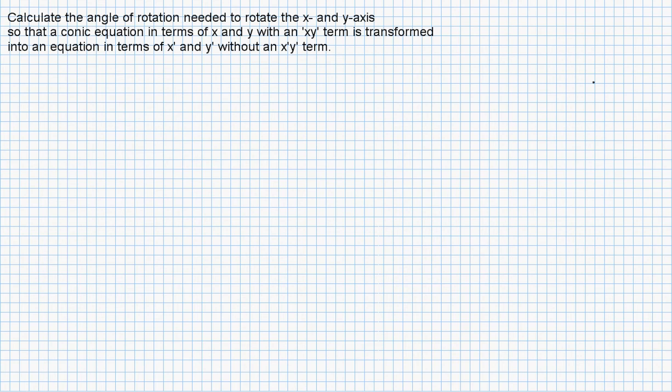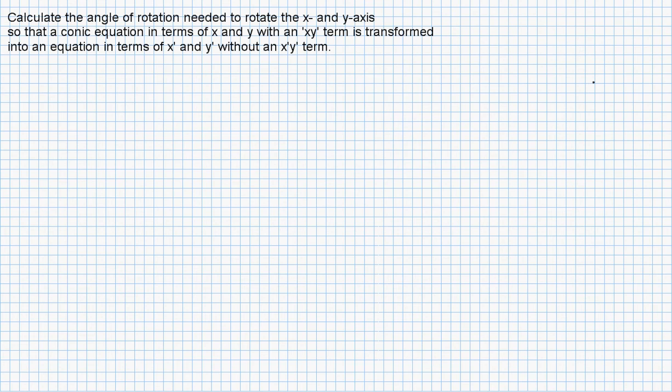And specifically what we're doing is we're calculating the angle of rotation needed to rotate the x and the y-axis so that a conic equation in terms of x and y with an xy term is transformed into an equation in terms of x prime and y prime without an x prime y prime term. In other words, we're going to take the ordinary xy axes and rotate them a certain angle theta so that the conic section in terms of the new axes x prime and y prime is no longer rotated. It's neatly horizontal or vertical so that we can do the usual analysis on it.